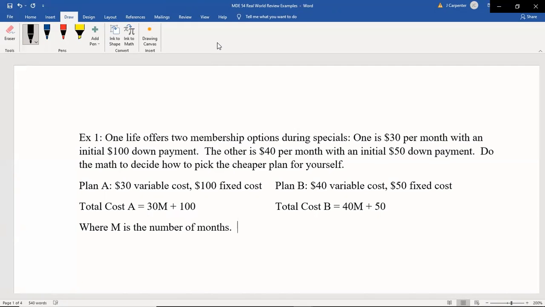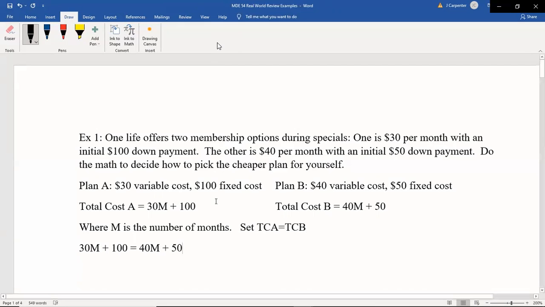All right, so I mentioned earlier, we want to find what I call the equilibrium point, where plan A would cost the exact amount of plan B, because before that number of months, one is going to be cheaper than the other, and after that number of months, vice versa. So let's set the total cost of A equal to the total cost of B, TC being total cost. We're going to set the equation for the total cost of A equal to the equation for the total cost of B. So we get 30M plus 100 is equal to 40M plus 50.